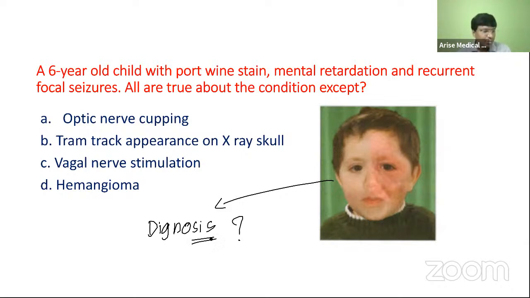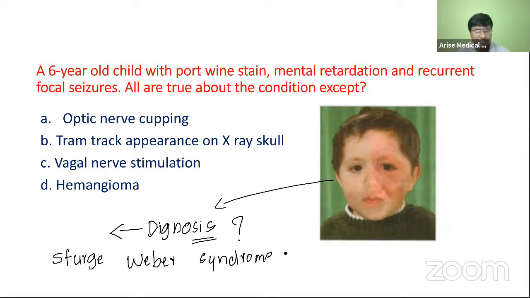Yes, Nagadeekshita, what do you think is the diagnosis? Yes, Sai Tarni, what is the diagnosis? So the diagnosis in this patient is Sturge-Weber syndrome. Why should you think of Sturge-Weber syndrome? If you see the stain here in these individuals, this is your classical port wine stain.